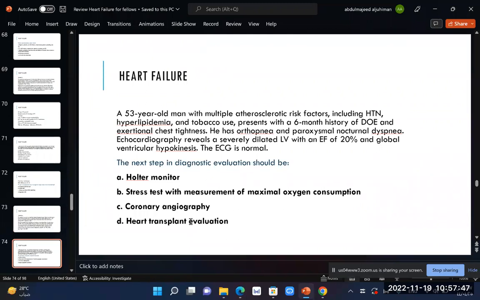A 53-year-old man with multiple atherosclerotic risk factors, including hypertension, hyperlipidemia, and tobacco use, presents with a 6-month history of dyspnea on exertion and exertional chest tightness. He has orthopnea and PND. Echocardiography reveals a severely dilated LV with an EF of 20% and global ventricular hypokinesis. ECG is normal. What's the next step in diagnostic evaluation? Holter, stress test with measurement of maximal O2 consumption, coronary angiography, or heart transplant evaluation.